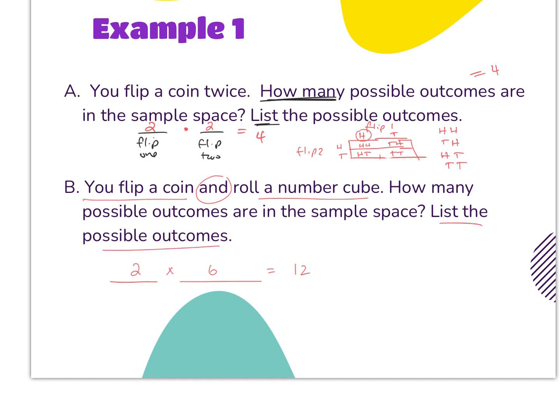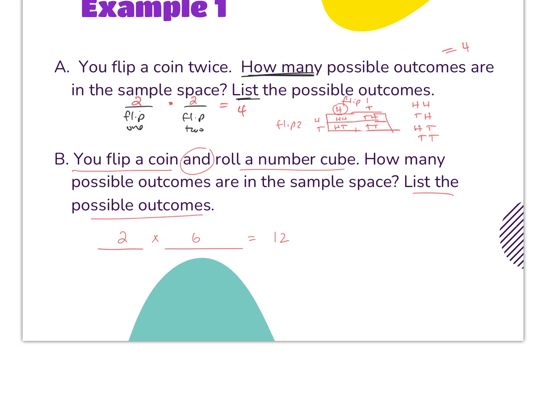Now, if I want you to list them, then you're going to have to do the main thing. Like I said, I recommend doing the table. So there's 1, 2, 3, 4, 5, 6. Sorry, it's not really perfect, but whatever. So I could get a heads and a 1, a heads and a 2, a heads and a 3, heads 4, heads 5, and heads 6, tails 1, tails 2, tails 3, tails 4, tails 5, and tails 6. Those are the list of the possible outcomes. You don't have to rewrite them for me. You can do them that way.